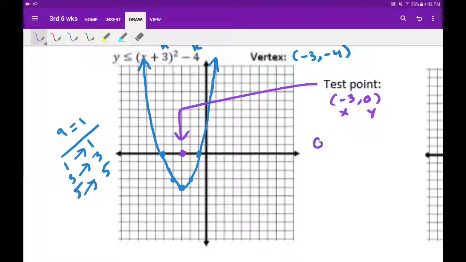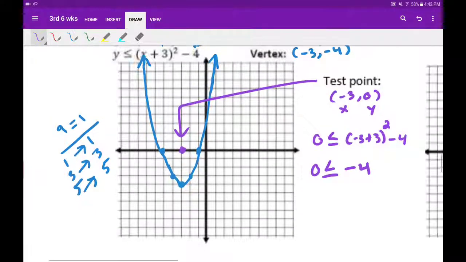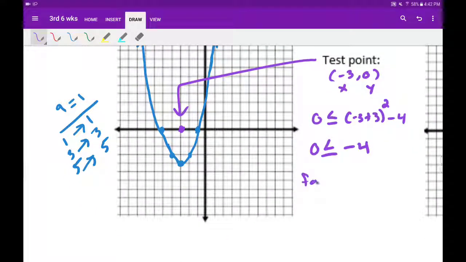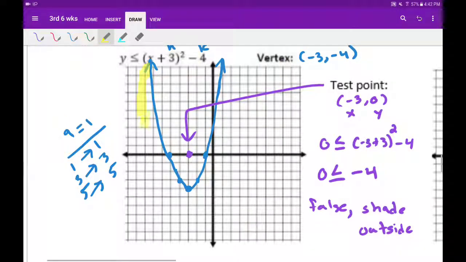Okay, so our y is 0, less than or equal to -3 plus 3, square that, then we have -4 outside here. So work it all out, we get 0 is less than or equal to -4. Okay, 0 is not less than -4, 0 is greater than -4, so this is our false one. So in this case, we have to shade outside. Okay, so let's get our shader, and everything around the parabola will be a potential solution, nothing inside.